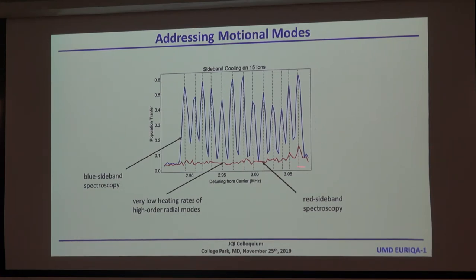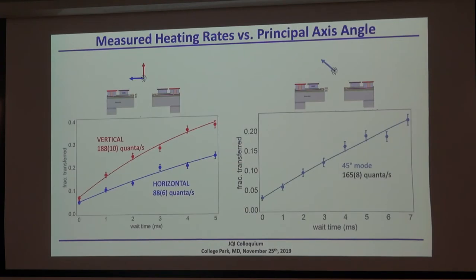with the exception of the center of mass modes or near center of mass modes, which are subject to heating by the correlated electric field produced by the trap. So as I pointed out before, by using these high order modes to perform gates, we can skirt the issues caused by the heating of the trap. Of course, we have characterized the heating, and using the mode at 45 degrees that we typically use, we measure about 166 quanta, 3 megahertz quanta per second heating rates, which are close to expected for these traps.